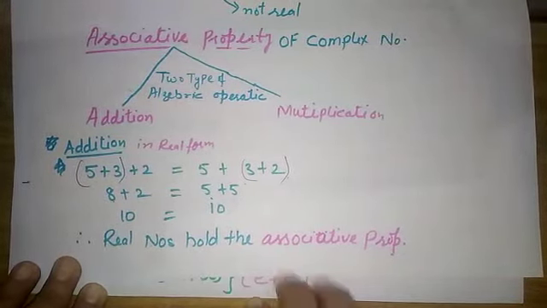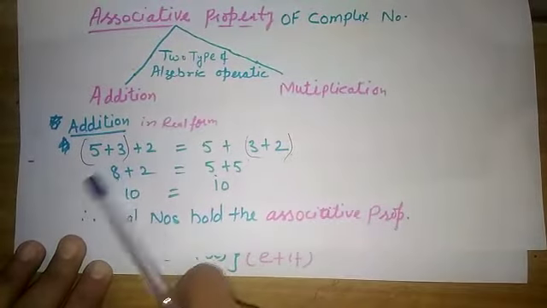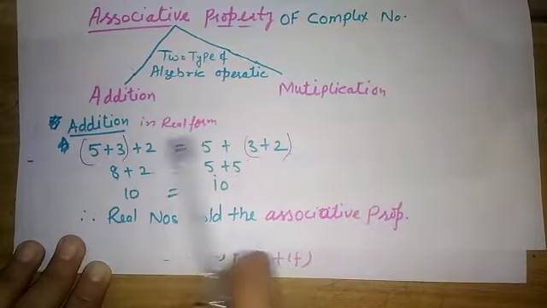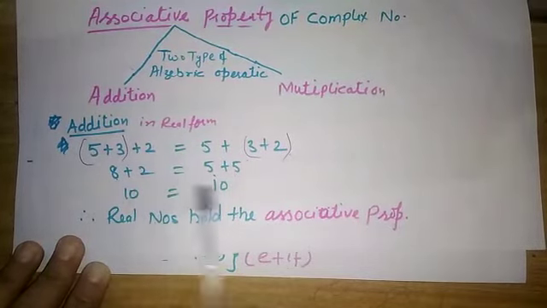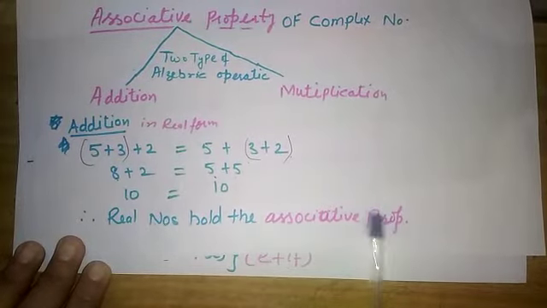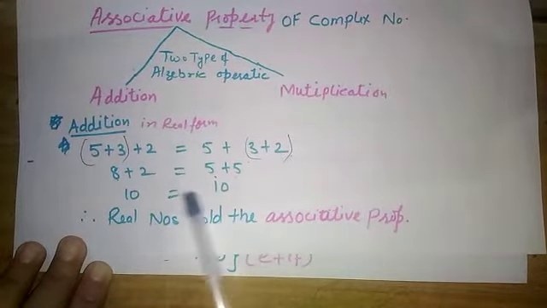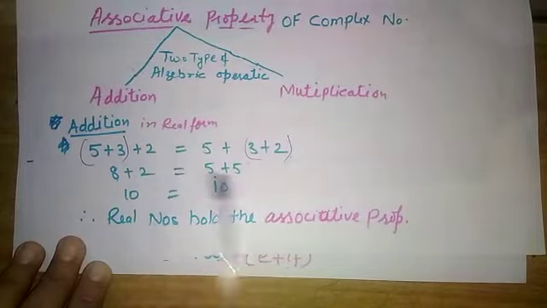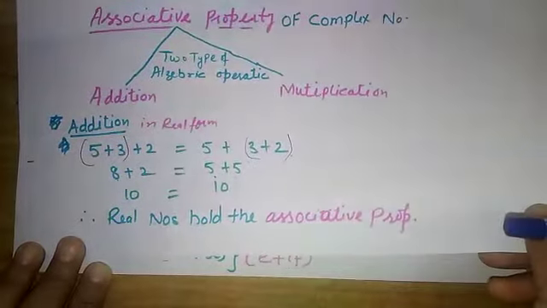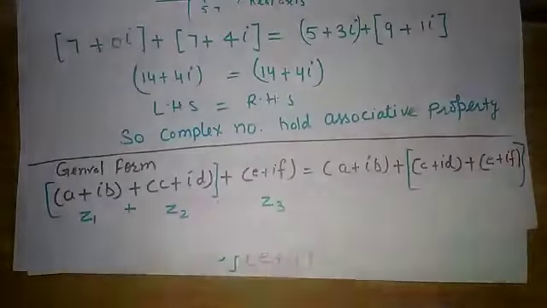So what I'm observing is that if we add in two different ways and the results are the same, it means real numbers hold the associative property, because the results are the same whether I'm adding in two different ways. So it was a simple example just to understand. I will continue for the complex number.